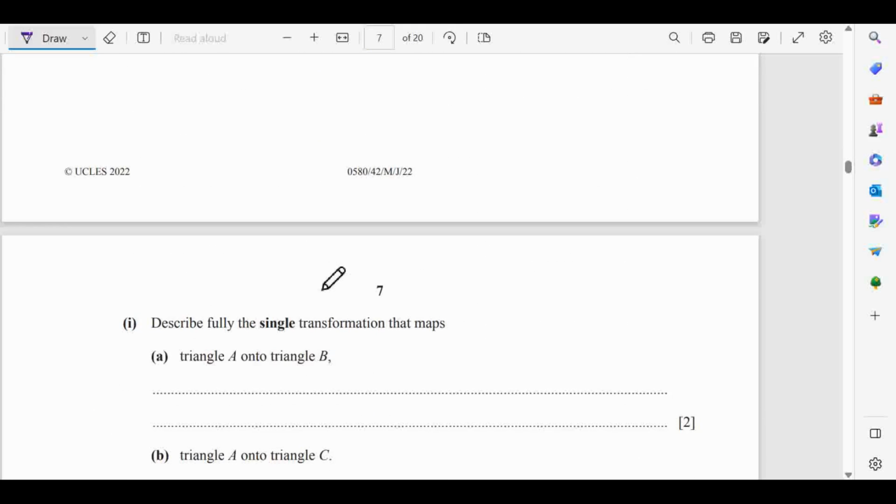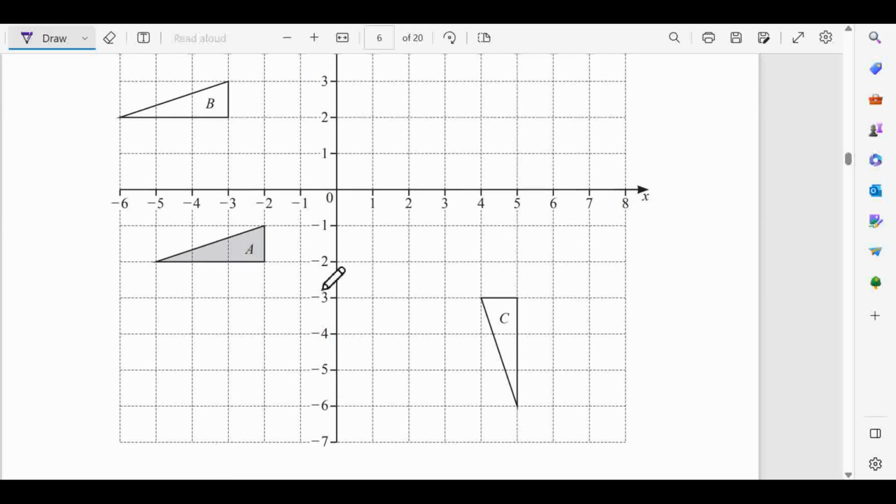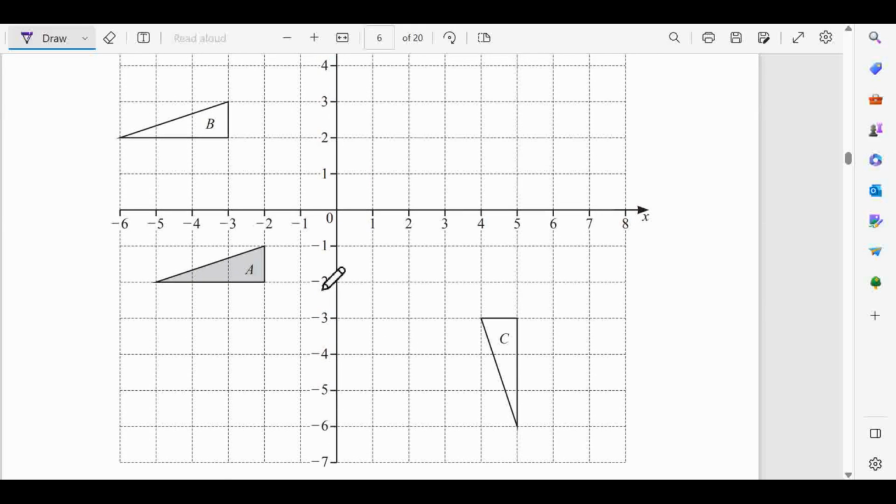Okay, we have these shapes. Draw fully the single transformation that maps triangle A onto triangle B. So we can clearly see that A is the object and B is the image. So it is a translation, and the translation matrix on x-axis it is going towards the left side. So this will be -1, and vertically it is going upward 1, 2, 3, 4. So -1 and 4 will be the translation matrix.